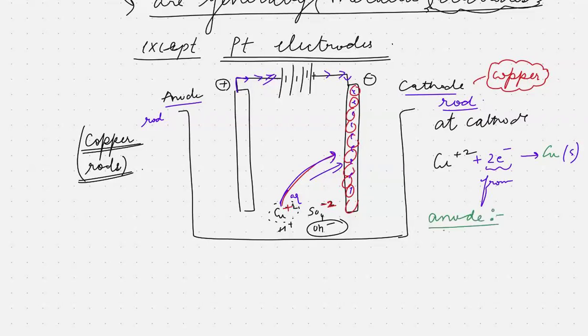When you talk about the anode, now understand the game changes at the anode. Passive electrodes and active electrodes are exactly the same till the cathode. No issues. The cation goes to the rod, accepts two electrons, and becomes solid copper. Got the point?